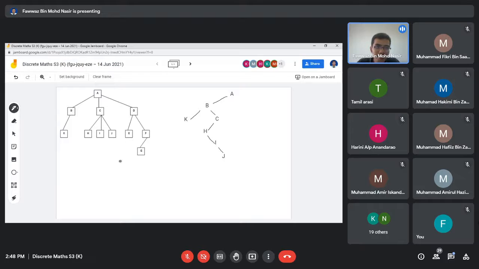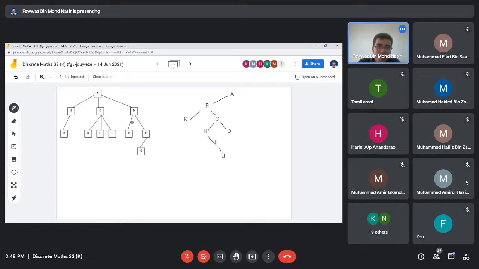Okay, since J tak ada children, kita naik balik ke A. So kita pergi ke A, D dia adalah sibling kepada C kan, and it is located on the right hand side of C. So dia akan jadi the right child of C. Okay, so kita tulis D dekat sini. Okay, di bawah C, as C punya right child.